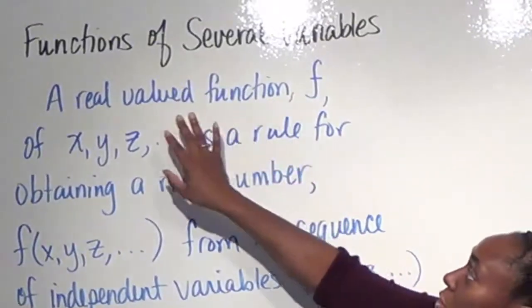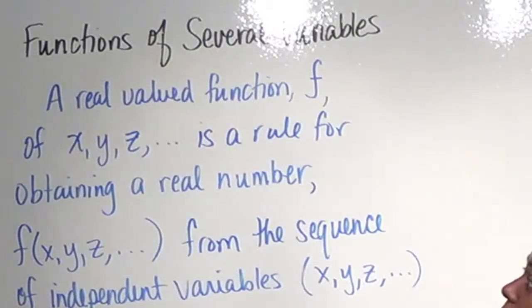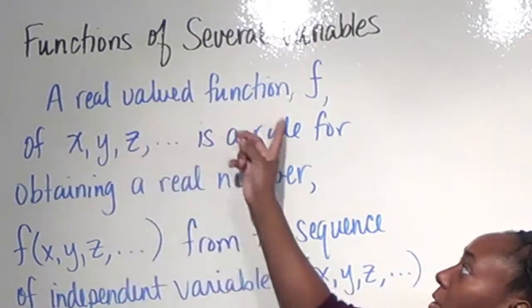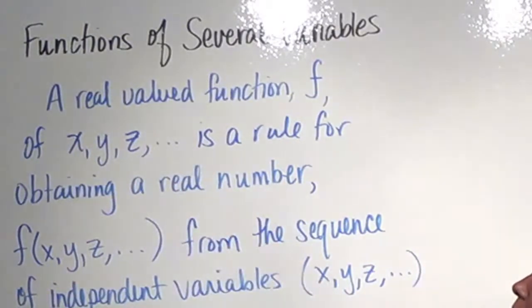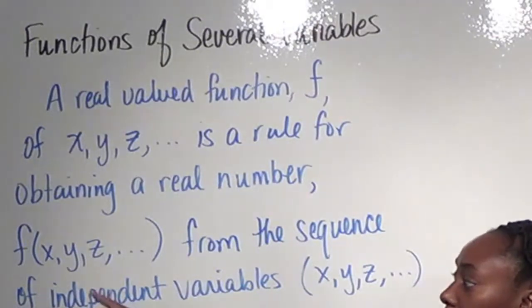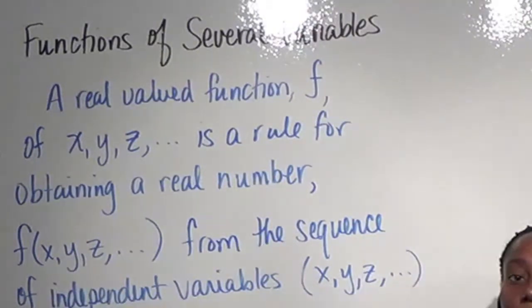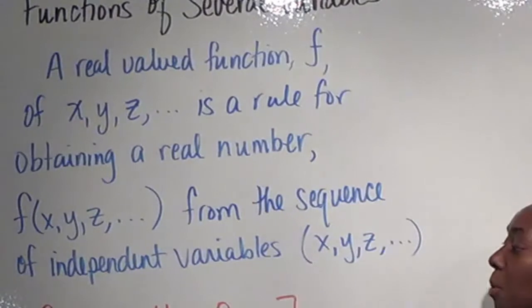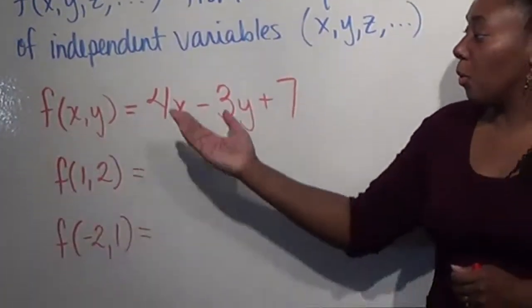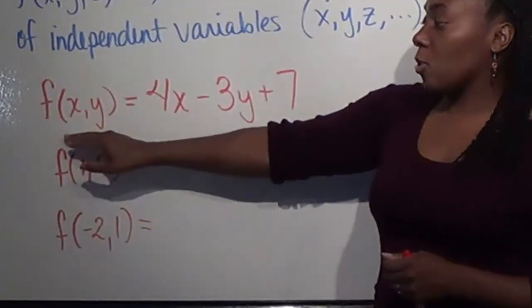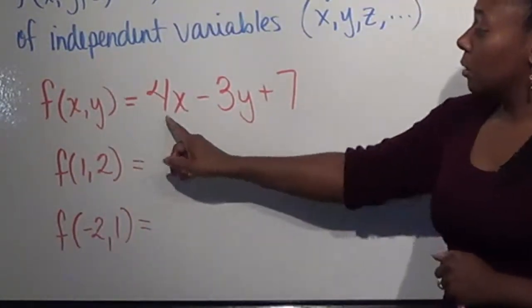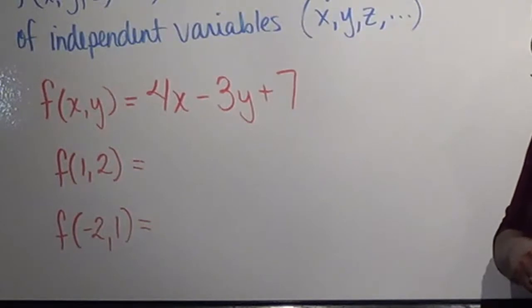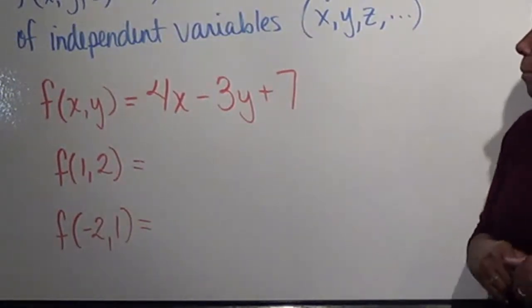For a formal definition, a function of several variables is a real valued function f of x, y, z, etc. It's basically a rule that gives us a real number, which we're going to call f of that, from a sequence of independent variables. Okay? So for example, f of x, y, this is a two-variable function. Here's our rule. It says that f of x, y is going to be 4x minus 3y plus 7.